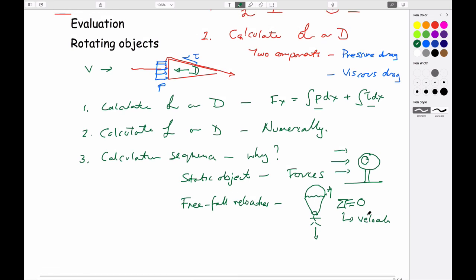What is that word number 3? Calculation sequence, why? Sequence, yeah. Maybe that's better.